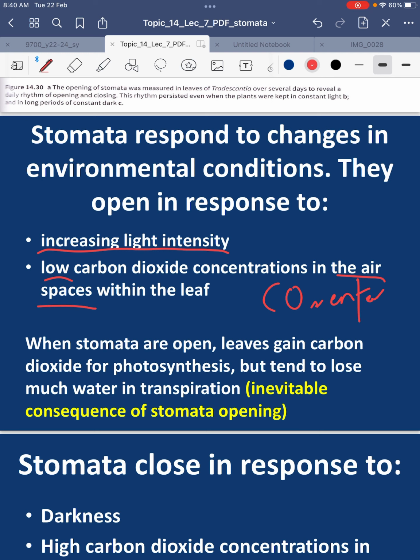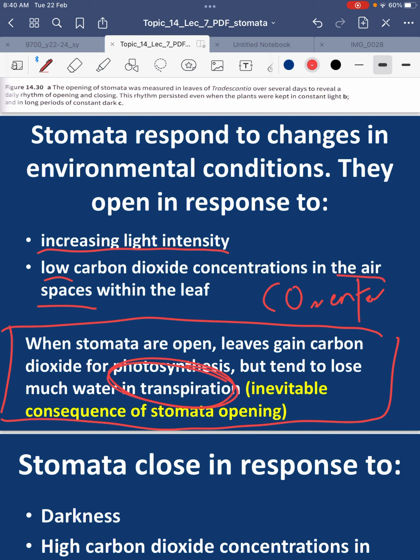When stomata are open, leaves gain carbon dioxide for photosynthesis but tend to lose much water in transpiration, an inevitable consequence of stomata opening. So this is what I will mention again. Whenever stomata are open to allow carbon dioxide to enter, transpiration will occur at the same time. This cannot be prevented. It is inevitable. Water in its gaseous state will escape. But this is still not a problem, like I said, provided that water supply is higher than water loss, the water vapor loss to the atmosphere.